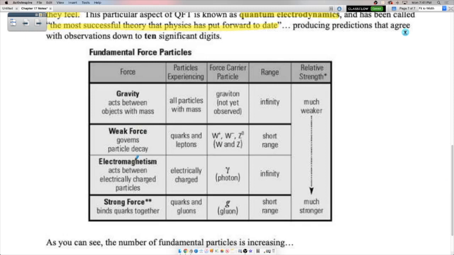We have the weak force. It happens with something called W or Z bosons. Okay, the electromagnetic force we've seen is mediated by photons. The strong force is going to be mediated by something called the gluon. Again, all of these have been observed. Only one has not, and that is the theoretical graviton.